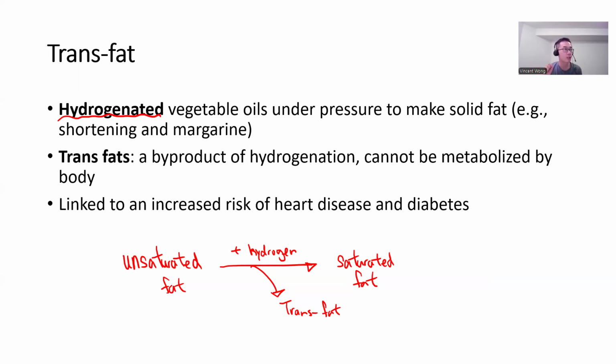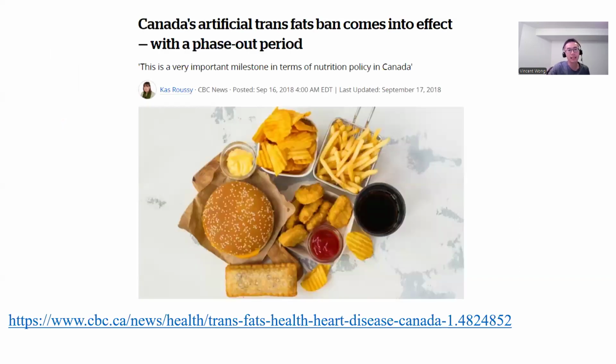But trans fat has been used in many processed foods and fast foods because it extends shelf life and makes the food taste better, apparently. That's why eating a lot of processed food and fast food usually also increases the risk of heart disease and diabetes. But because it's so bad, Canada actually banned artificial trans fat in 2018. So now people are not allowed to use it to prepare food.